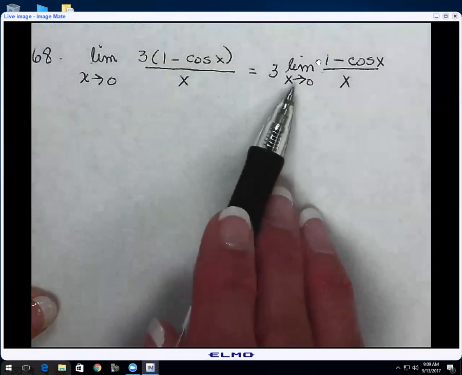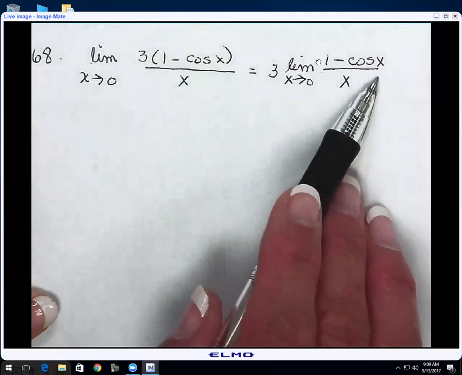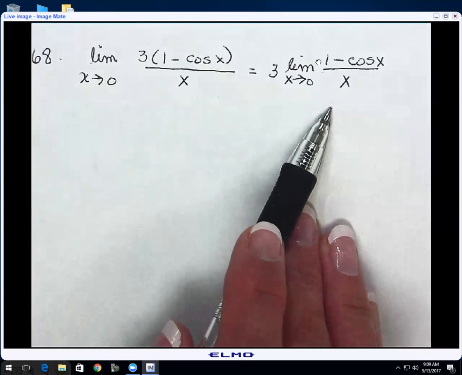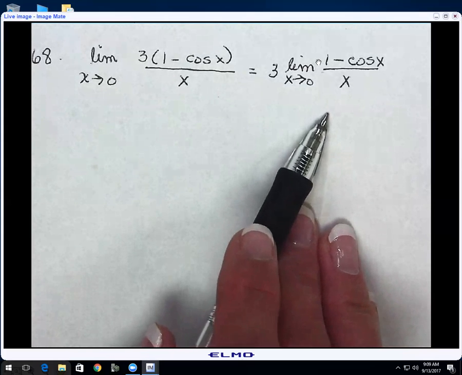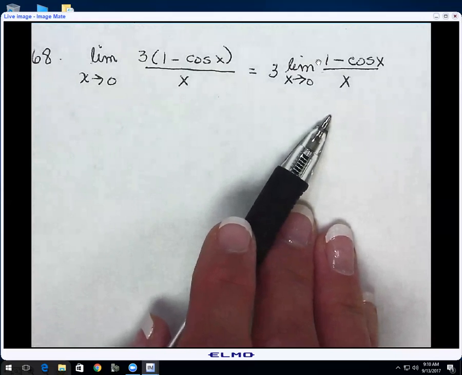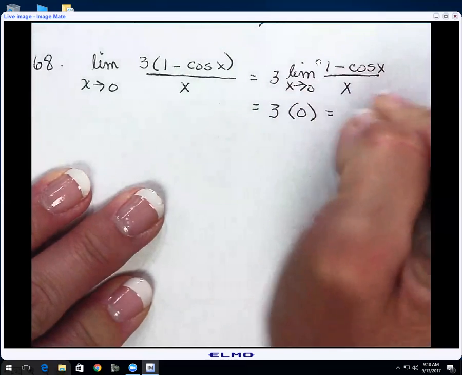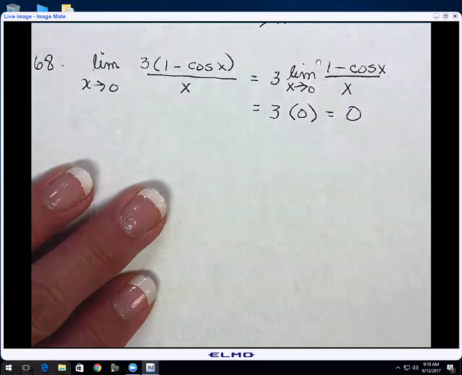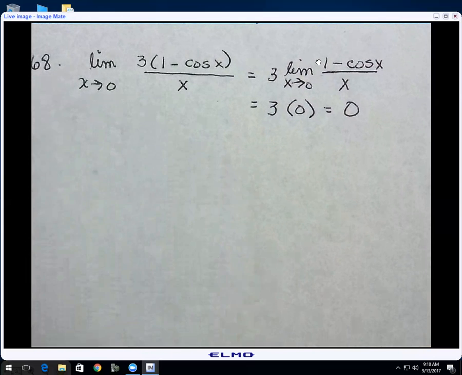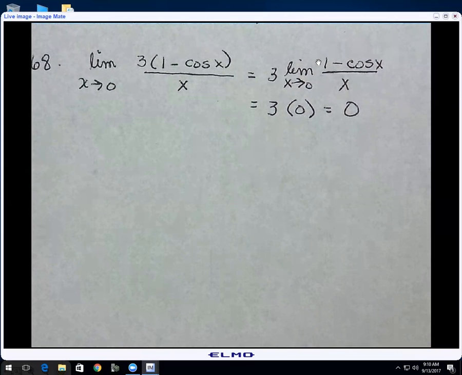That limit as x goes to 0 of 1 minus cosine x over x is one of the special limits on the notes. What do the notes say that limit is? That's 0. So this is just 3 times 0, and 3 times 0 is just 0. That limit is 0, specifically the limit as x approaches 0. If x was approaching something else, the limit would be something else. But as long as x is approaching 0, that limit is 0.